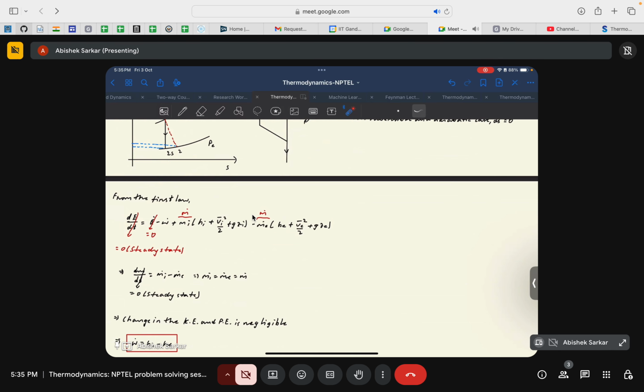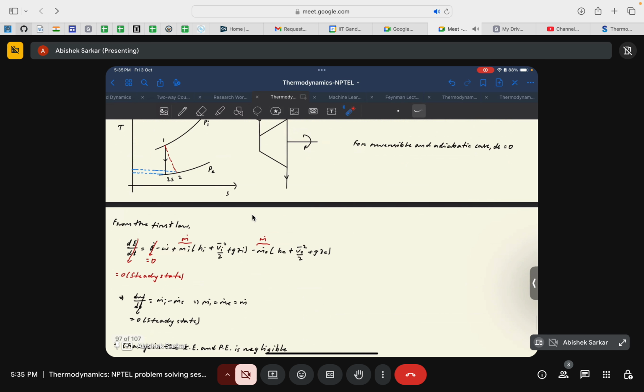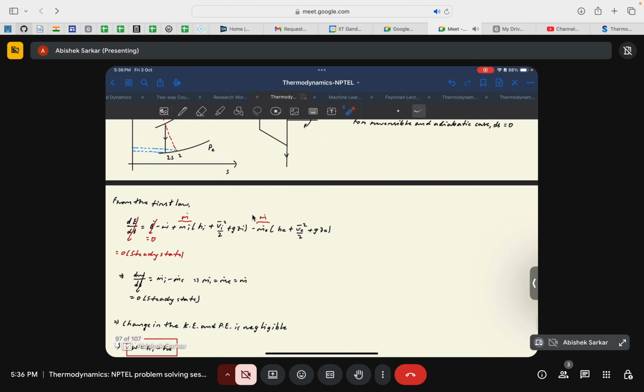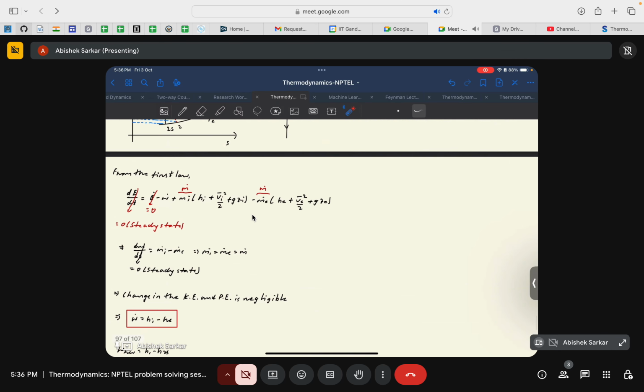Since it's a steady flow process, the dE/dt term would be equal to 0. Considering the turbine to be effectively insulated, the net heat interaction will also be 0. Then the only term that we are left with is the net work done, which is the important parameter that we need to take into consideration, and the energy flux terms.